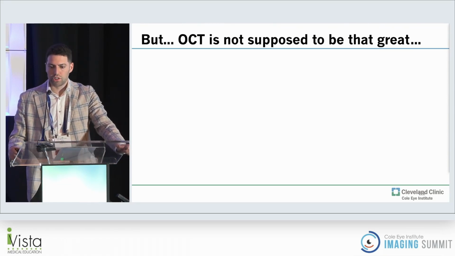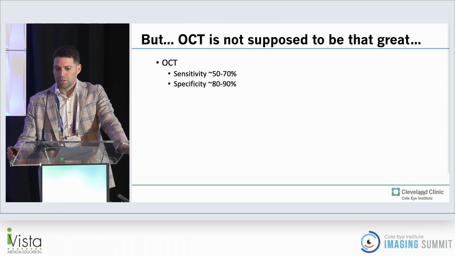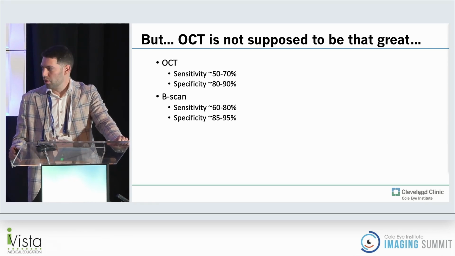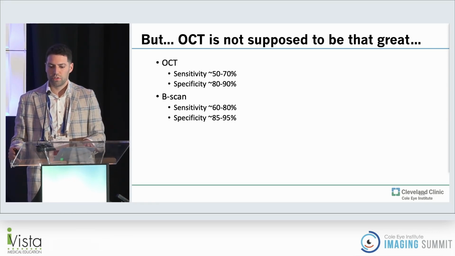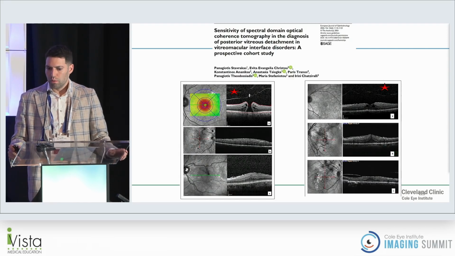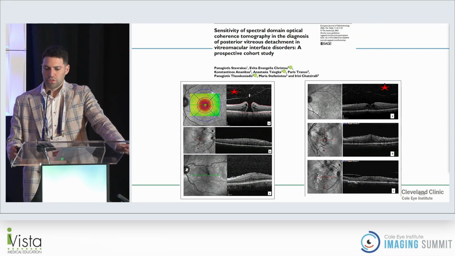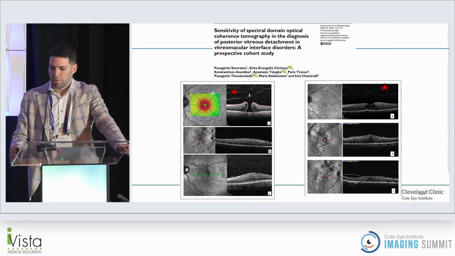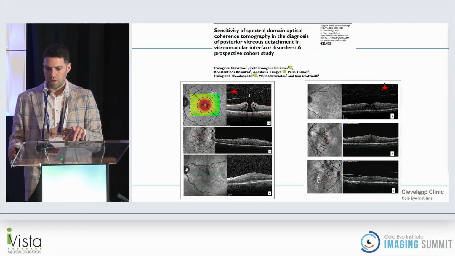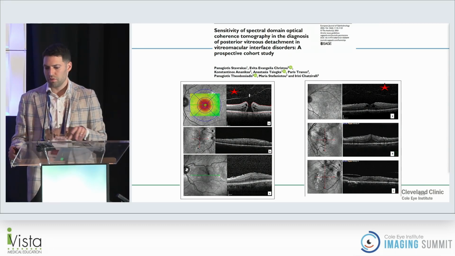But if you look at the literature, actually, OCT is not supposed to be that great. B-scan is apparently more sensitive, based on literature, for detecting a PVD. OCT in the literature has a sensitivity of 50 to 70%, specificity of 80 to 90%, and B-scan's a little bit higher, at 60 to 80%. But what are these studies? There's a few case series out there, large series that look at the sensitivity and specificity of B-scan versus OCT. These are 6 cases from this study, and if you look at the top 2 pictures, those are both pictures that they said had PVDs in the study.